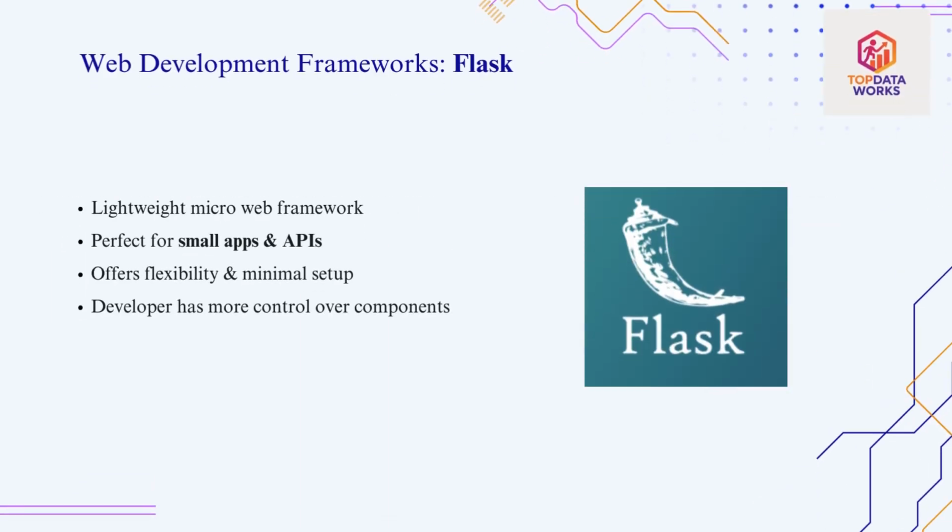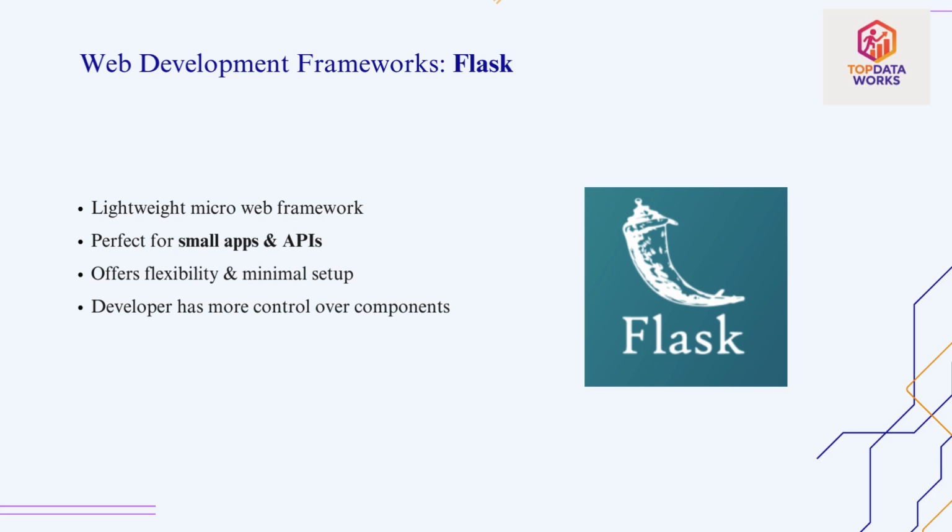Next comes Flask. On the other side of Django, Flask is a lightweight web framework. Unlike Django, which gives you everything, Flask gives you only the basics and lets you decide the rest. It's perfect for building smaller apps or APIs where you want more control. For example, if you just want to create a backend API for a mobile app, Flask is a very good option for it, we can say. So developers love Flask because it's simple and flexible.